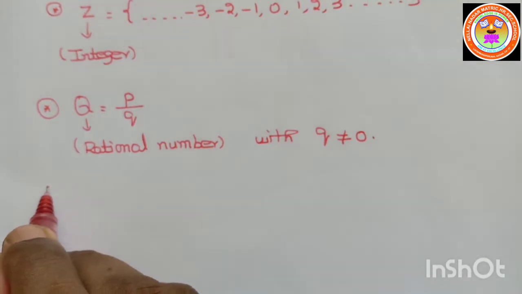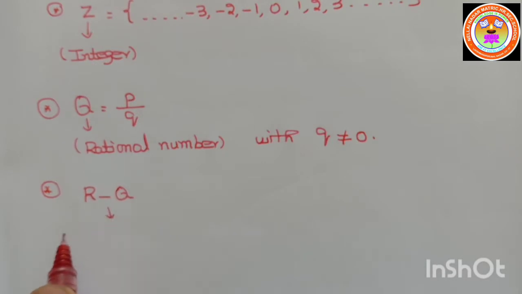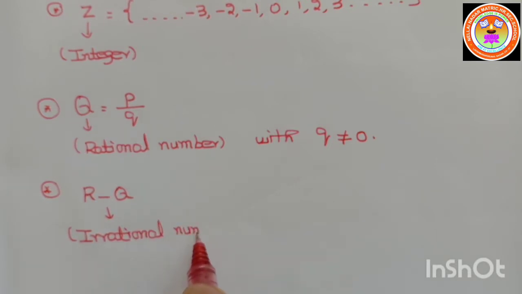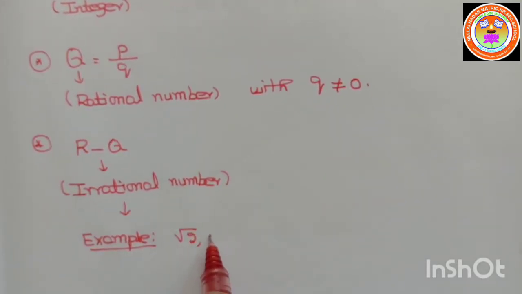Next one, R minus Q. R minus Q is the irrational numbers. What are the irrational numbers? For example, √2 is an irrational number. √3 is an irrational number. √5 is an irrational number. √7 is an irrational number, going on.